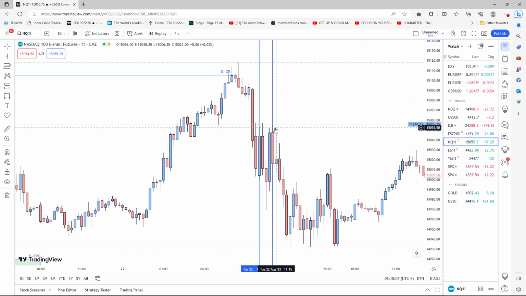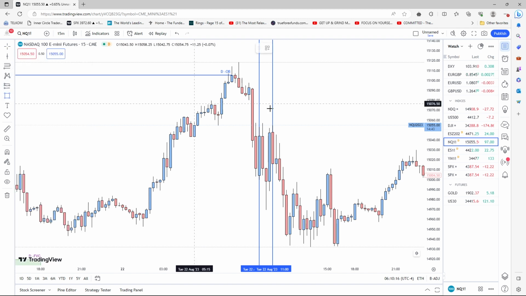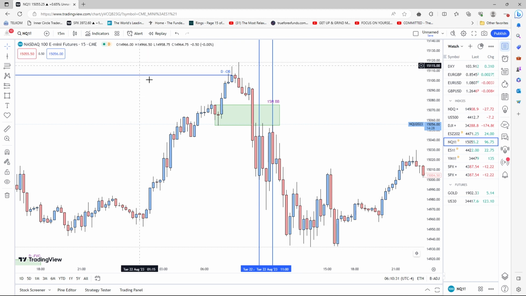Okay, if I'm looking at this, my anchor point is going to be this breaker block right there. That's the first one that stands out to me, so I'm not going to argue with it. That's the anchor point. 15-minute breaker block. There you go. That's the anchor point.